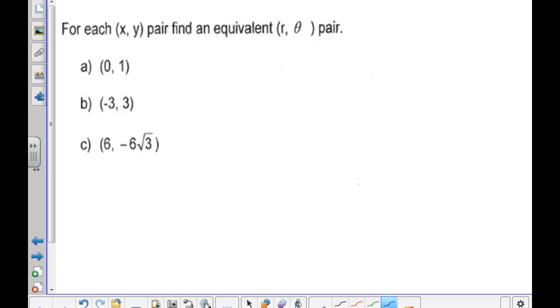Let's just plot this point real fast. Can you tell me what this would be if I go in rectangular coordinates, across 0 and up 1, I'm right there. What would that be if I started drawing circles on my paper?